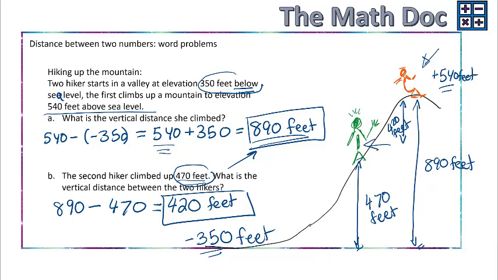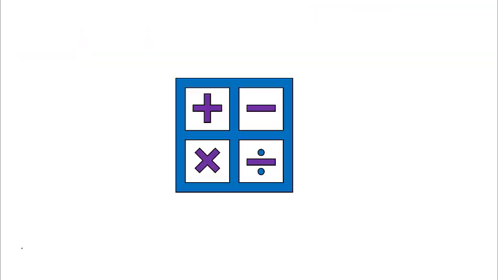So this was our second and final example for calculating the distance between numbers and using this calculation for word problems. Our next video will focus on word problems that have to do with absolute value, which is related to this because absolute value is basically the distance between a number and zero.